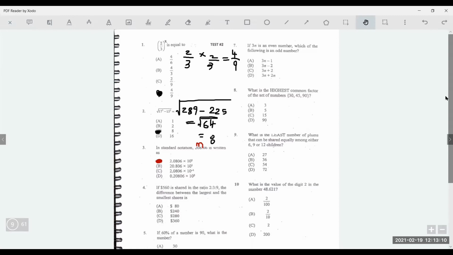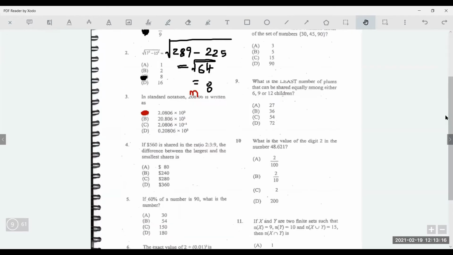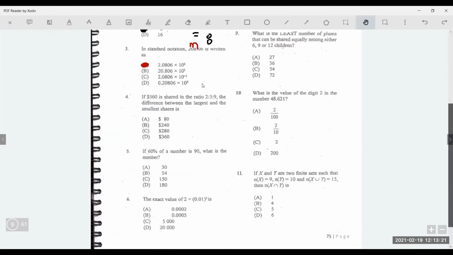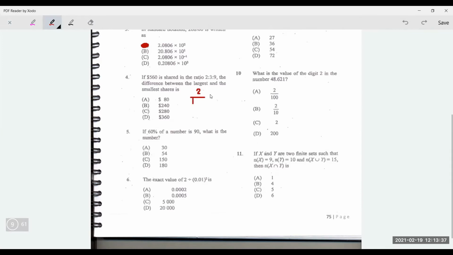Next question. It says, if $560 is shared in the ratio 2 to 3 to 9, and the difference between the largest and the smallest share is, so we want to find the difference between the largest and the smallest share. First we need to find the smallest share. The smallest share is 2 out of 15 multiplied by 560. That's the smallest share.